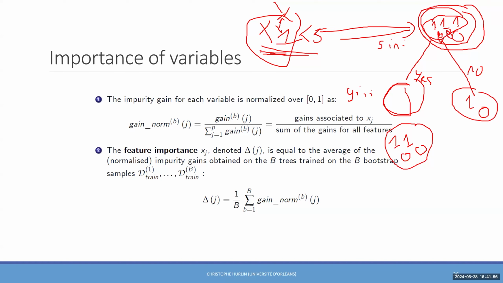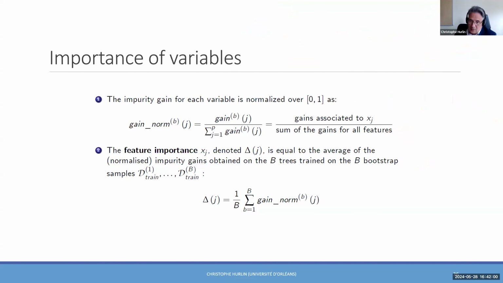And so if this variable has no importance, delta G will be very small. Okay, it's clear. Thank you so much.